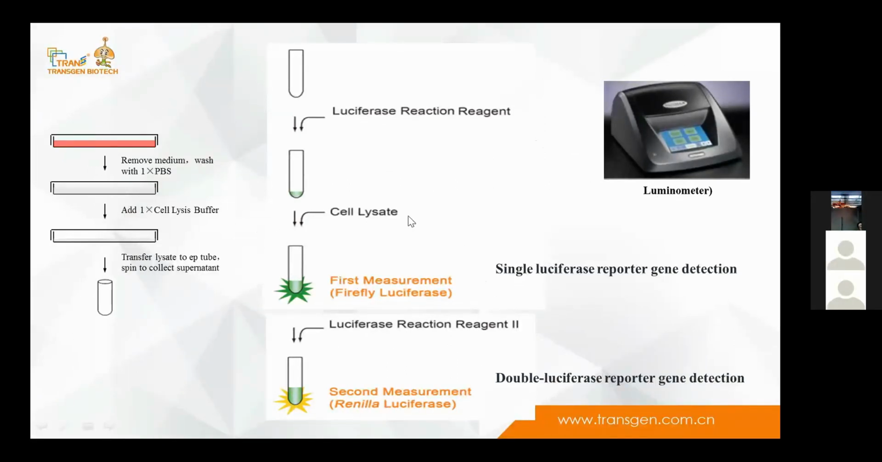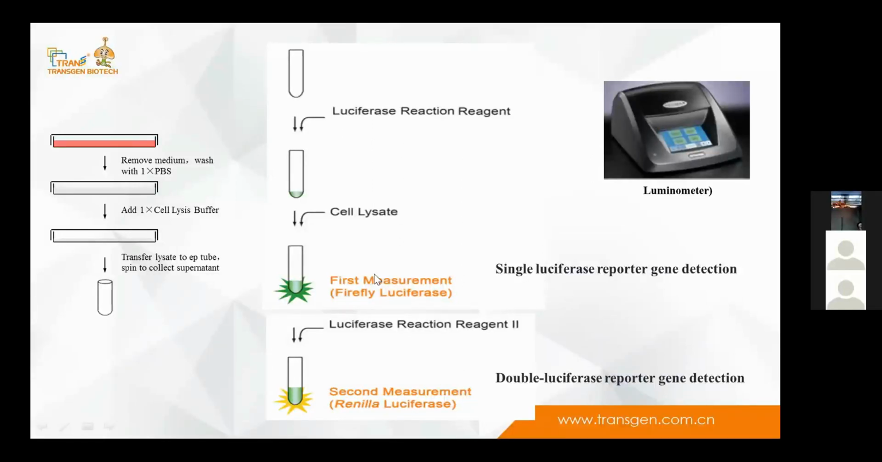The procedure for the whole system is very easy to use. First, remove the medium, wash the cells with PBS, and add the cell lysis buffer. Transfer the cell lysate to an EP tube, and then spin and collect the supernatant. Then mix the luciferase reaction reagent with the cell lysate, and the first measurement will detect the first light signals. And then with luciferase reaction reagent 2, it can detect the second measurement caused by the Renilla luciferase system.